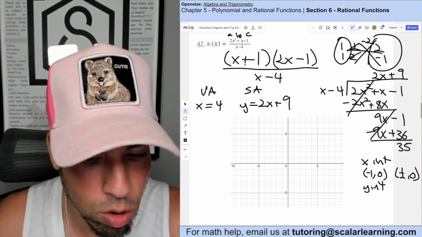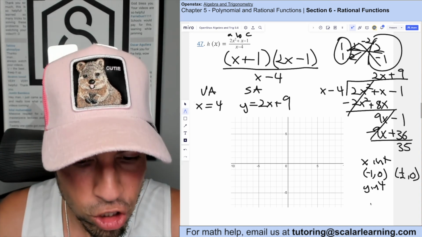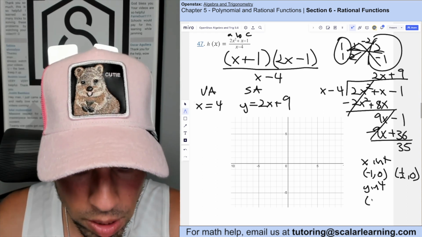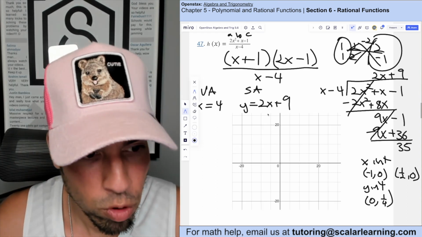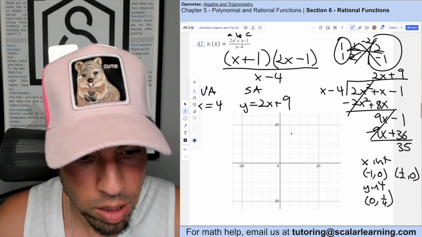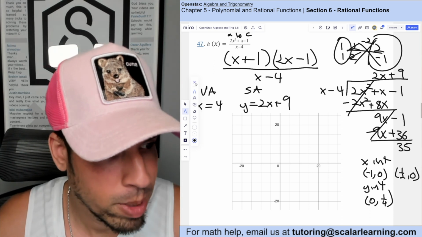We got -1 over -4, which is +1/4. So we got 0 comma 1/4 for the y. Just so we have a little bit more room, I replaced the graph with larger numbers. So now this should make it a little bit easier to graph.